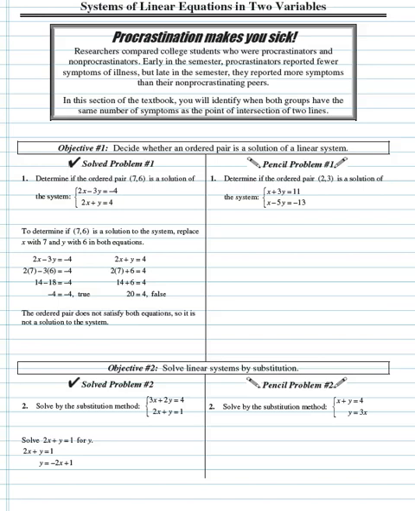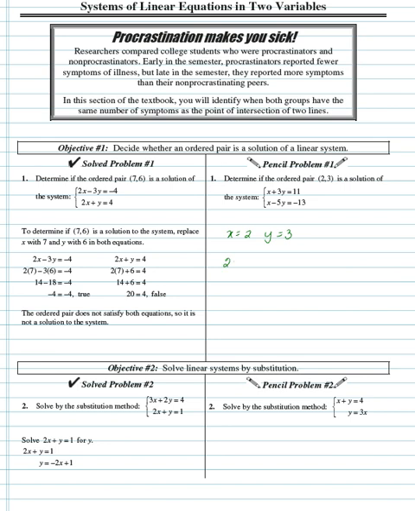Determine if the ordered pair (2, 3) is a solution of the system of equations. To determine if the point (2, 3) is a solution to the system of equations, we replace x with 2 and y with 3 in both equations. So let's go ahead and check.